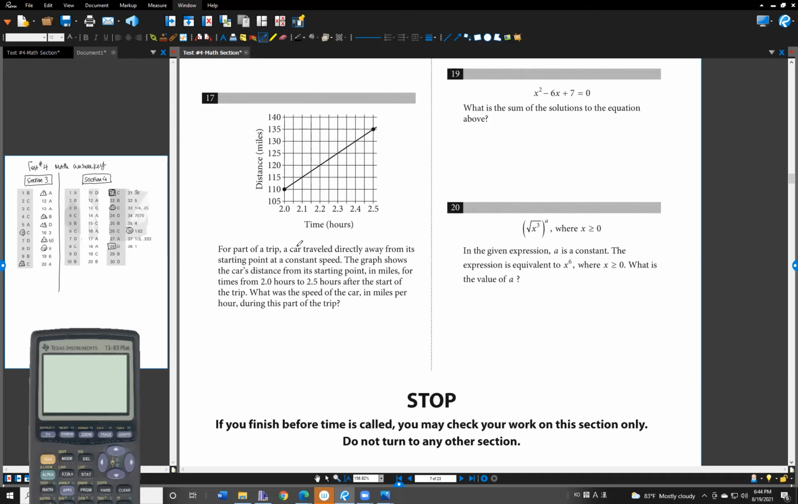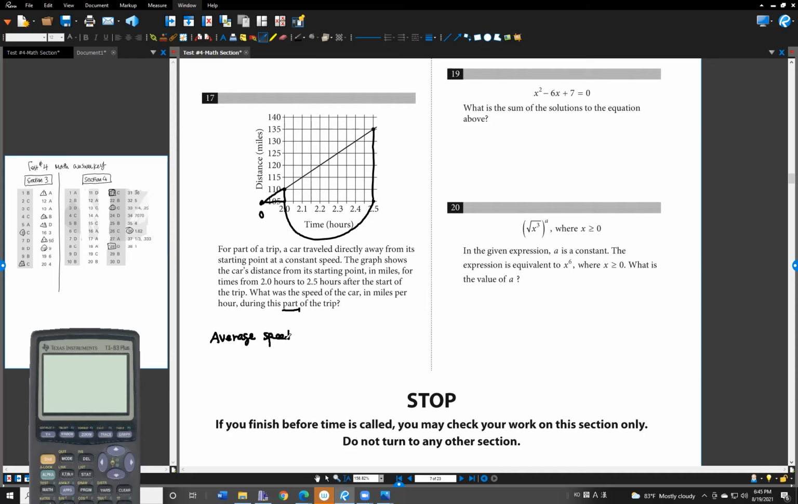Only between 2.0 and 2.5 hours, only 30 minutes. The situation is shown over here. What was the speed of the car in miles per hour during this part? Not the entire trip, only from 2 to 2.5 hours. That is average speed. You know the definition.